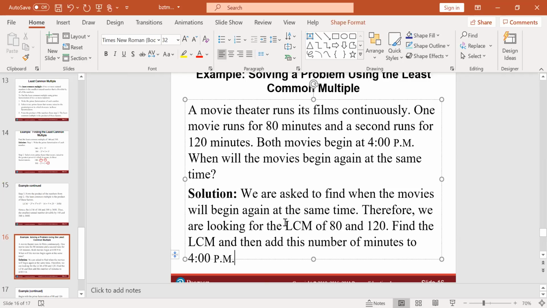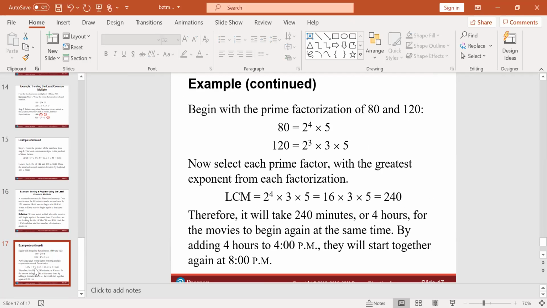So what you want to do is find the least common multiple of 80 and 120, because you want to know when they are going to hit the same number of minutes after 4 p.m. So you find the prime factorizations of 80 and 120. 80 has 4 2s, 120 only has 3 2s, but we take the greater represented. So the LCM is going to end up with 4 2s.